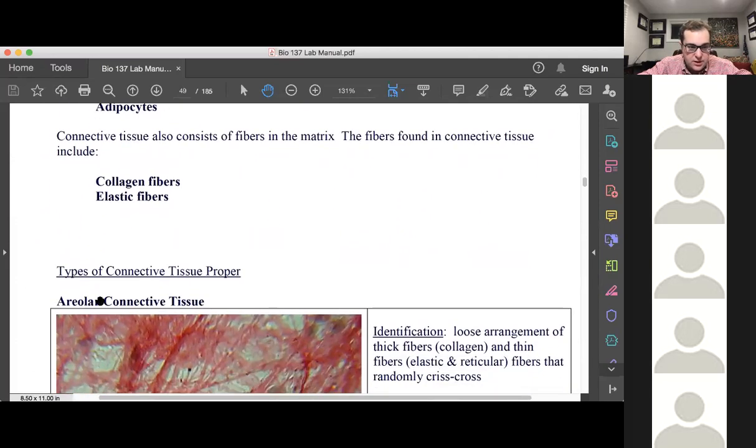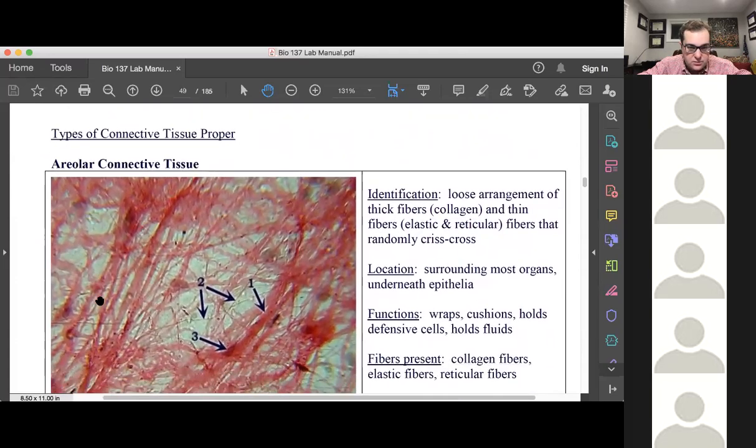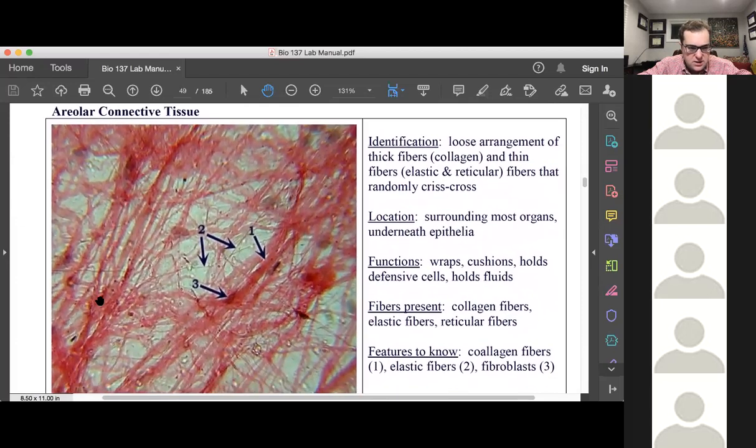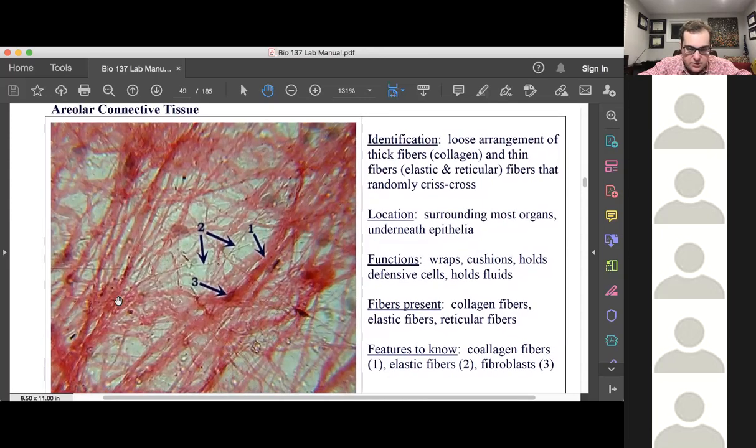Let's scroll down to areolar connective tissue. Let's start here. All right. So this looks like some Jackson Pollock painting, where somebody's just throwing a bunch of stuff on a piece of paper. Now, these are elastic fibers, and there's probably no way you're going to be able to identify a fibroblast.